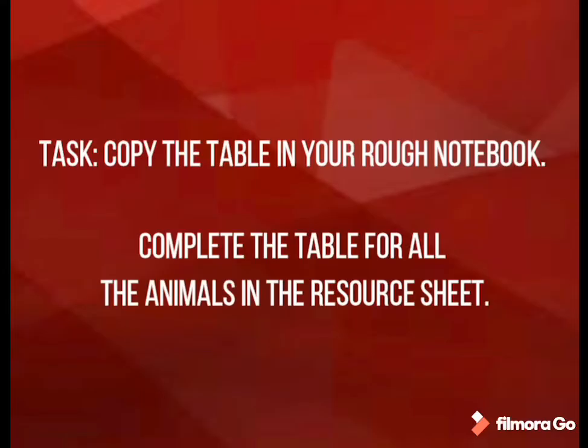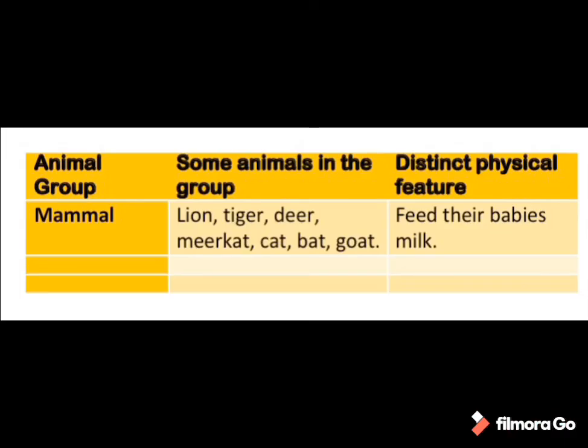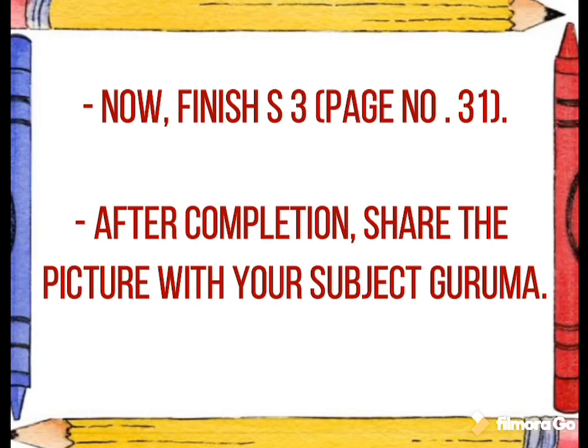Children, you will see a table in the next slide. You have to copy that table in your rough notebook and complete the table for all the animals present in the resource sheet as shown in the table. One example is done for you. After completing the table, you can open page number 31 and do S3 in your skill book.